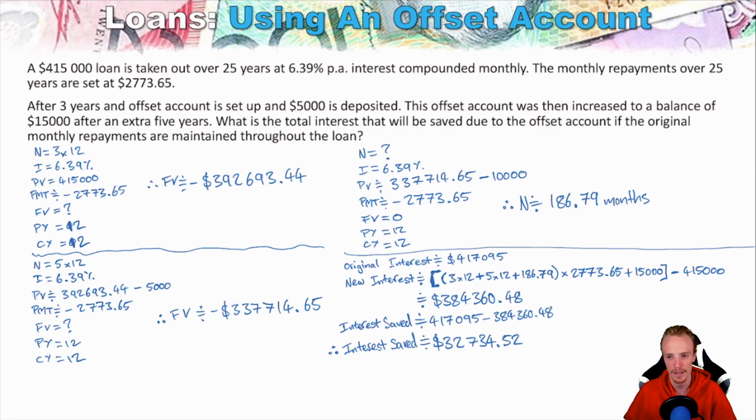But like I said, offset accounts are really handy because they're like a savings account. You can access that money at any stage. You can add more money to it at any stage. If you add money to it, you're going to save more interest. If you take money off of it, then you're obviously going to pay more interest on the loan itself. So that's just something to be aware of. But they are certainly very handy things that you can have set up with your account.